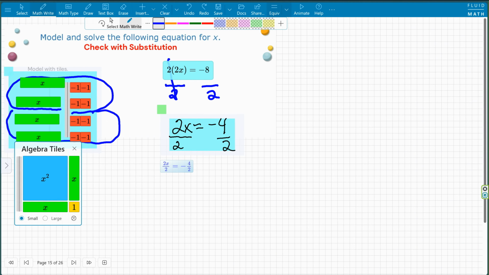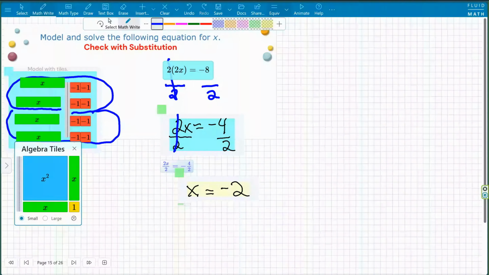And notice that everything on my screen is still color-coded the same, showing that they are equivalent. So if I divide by 2, that means that these two will cancel out, and then I can simplify this as well. So I can write this as x equals -2. And that is what I have on my screen up here. Each x equals -2.